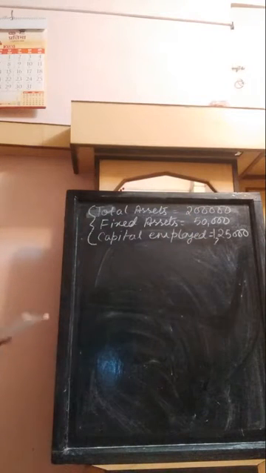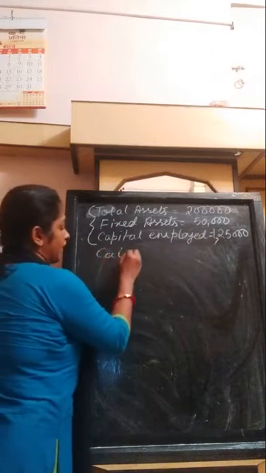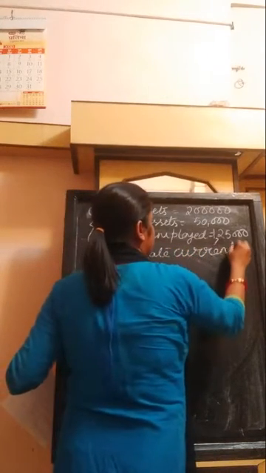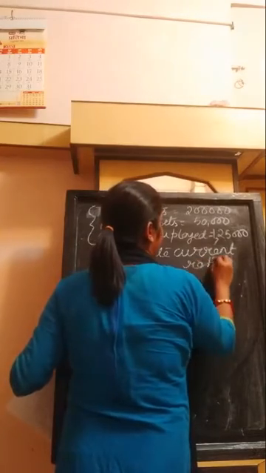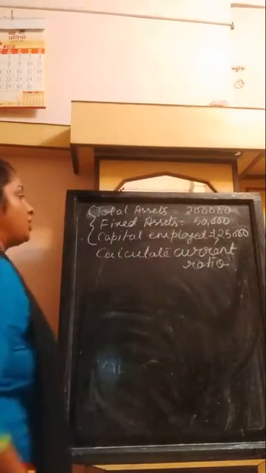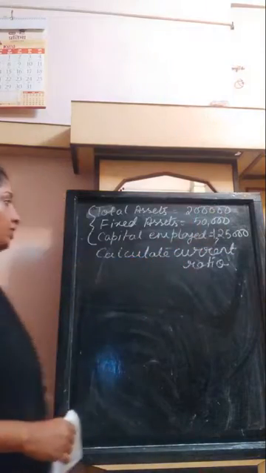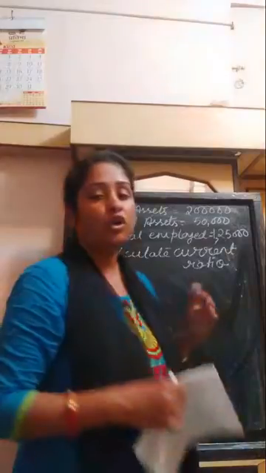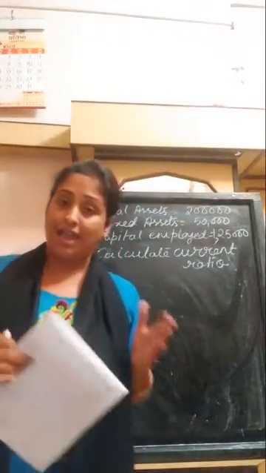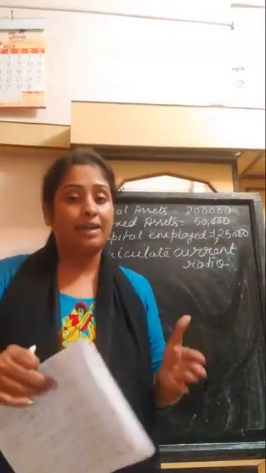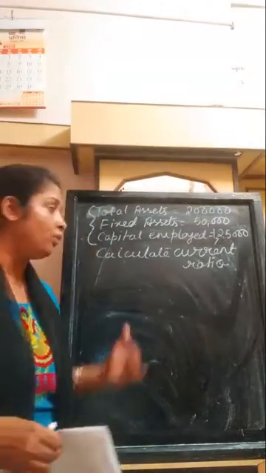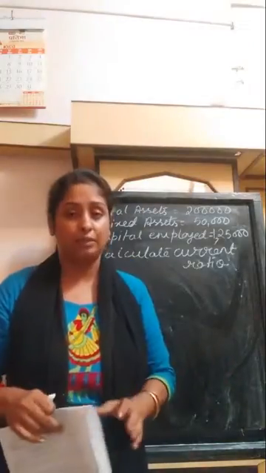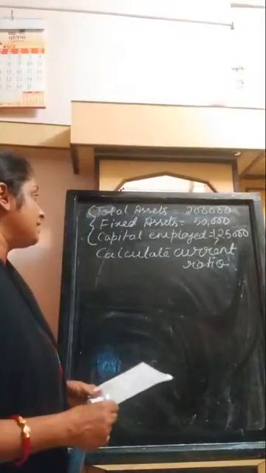What you have to find out is the current ratio. How will you find out the current ratio from these three pieces of information? Now, to find the current ratio, what we need is current asset and current liability, because we all know that the current ratio is nothing but the ratio between current assets and current liability. So we need these two things.